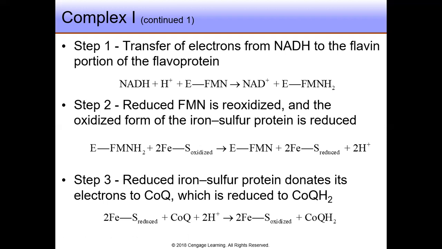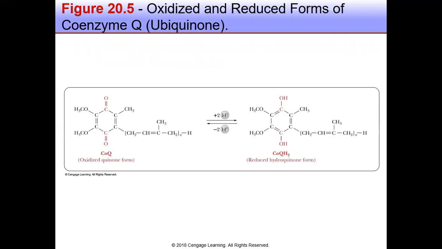Now, if we look at this figure, it shows us the oxidized and reduced forms of the coenzyme Q. Notice that coenzyme Q is also called ubiquinone. And this is the oxidized quinone form, and when it is reduced, it's called hydroquinone form. Then the oxidized quinone, the reduced hydroquinone form.